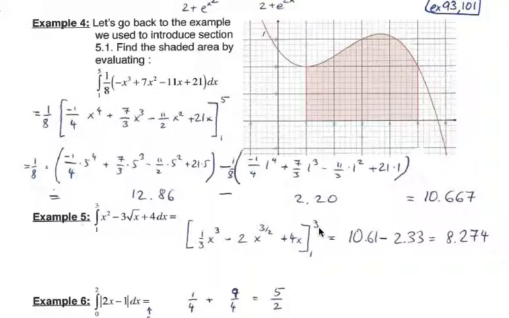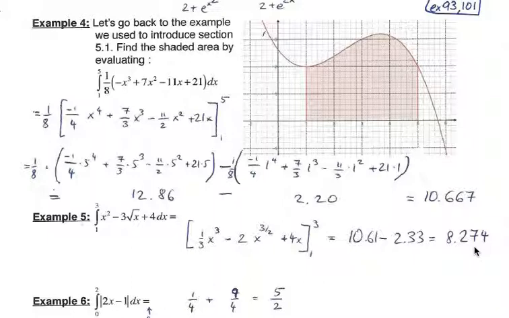I'll plug in 3, which is 1/3 times 3 cubed minus 2 times 3 to the power of 3/2 plus 4 times 3, which gives me 10.61, minus, and same thing, but we plug in x equals 1 here, so minus 2.33 if you try with your calculator. The answer of this definite integral is 8.274.